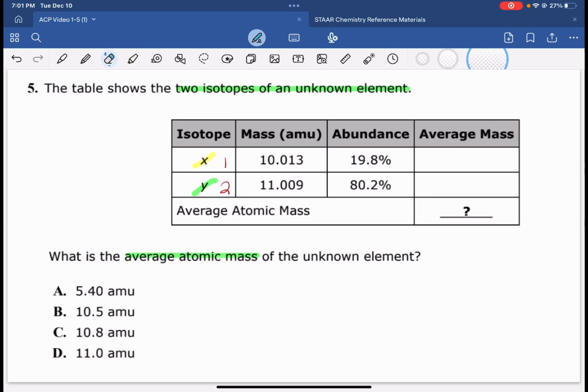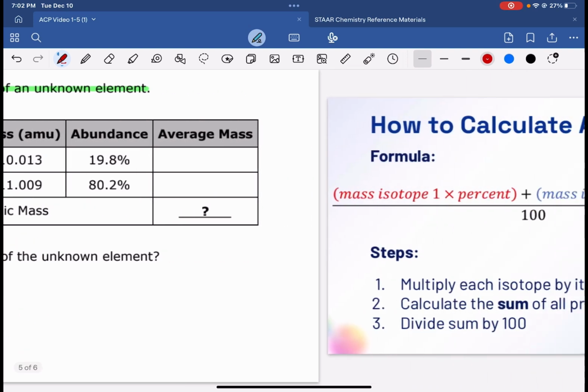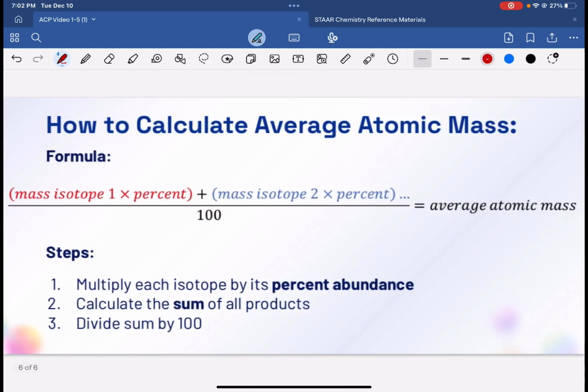We also know that average atomic mass is labeled as AMU. This specific question is not asking us to find the unknown element, it just wants the mass, okay? So at the beginning of the semester, we learned average atomic mass and what that is and how to calculate it, and this is the formula that you were supposed to use. In this specific problem, we only have two isotopes. We have isotope 1 and isotope 2. Isotope 1 is going to be isotope X, and 2 is going to be Y.